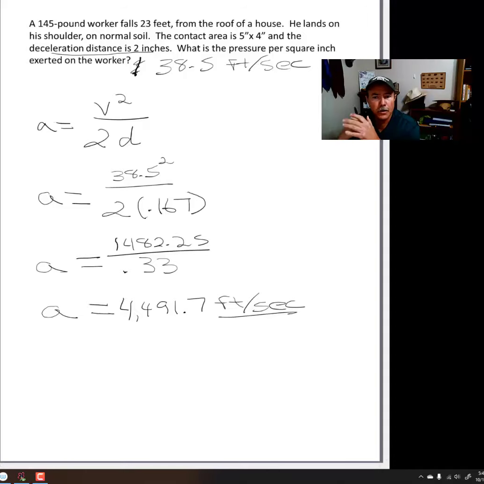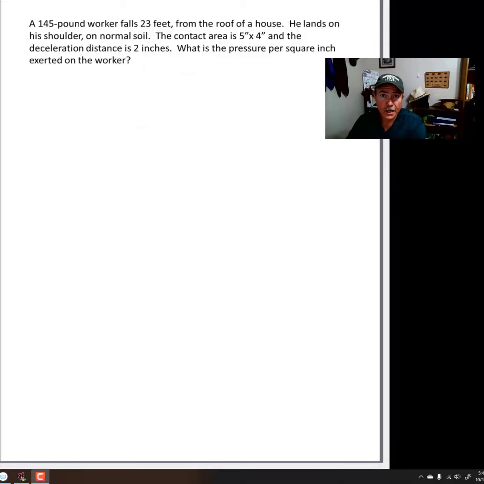And now we can use the rate of deceleration along with the other information to calculate the impact force, the force on the body when the worker hits the ground. Okay. We have rate of deceleration, which is 4,491.7 feet per second. Now we can use that to calculate force, and we're getting real close to the pressure calculation that we're looking for. But the force needs to be calculated first.